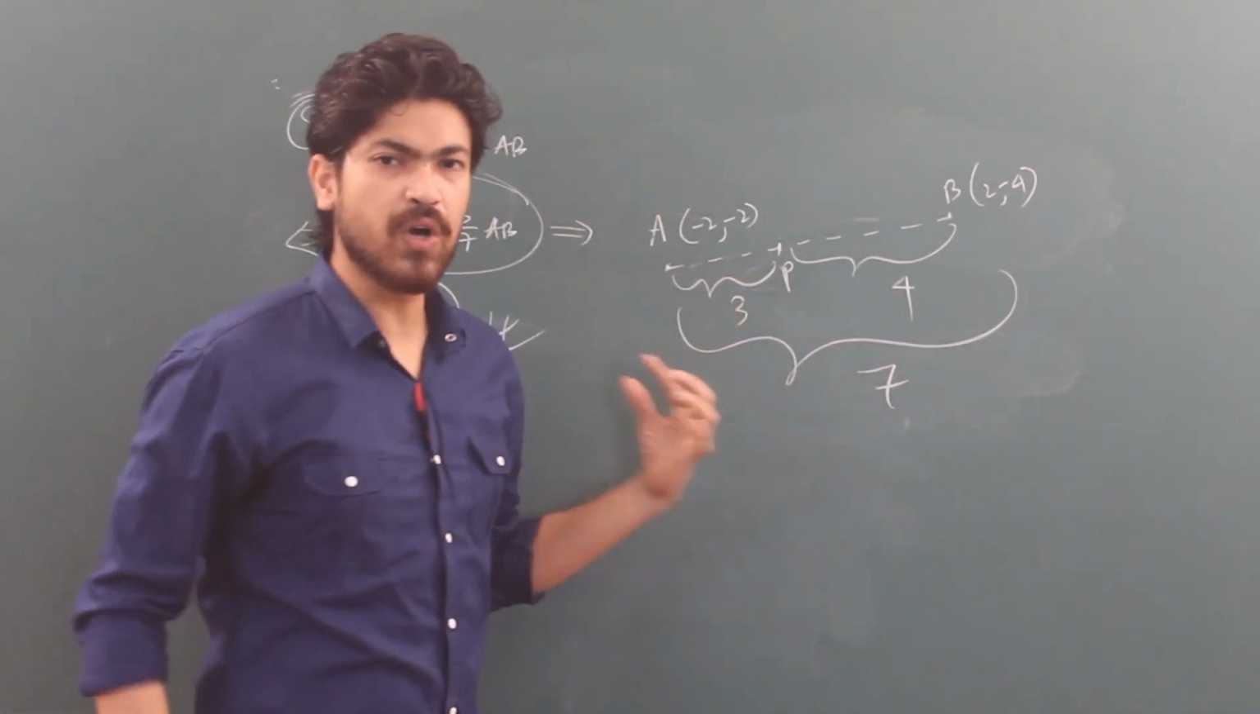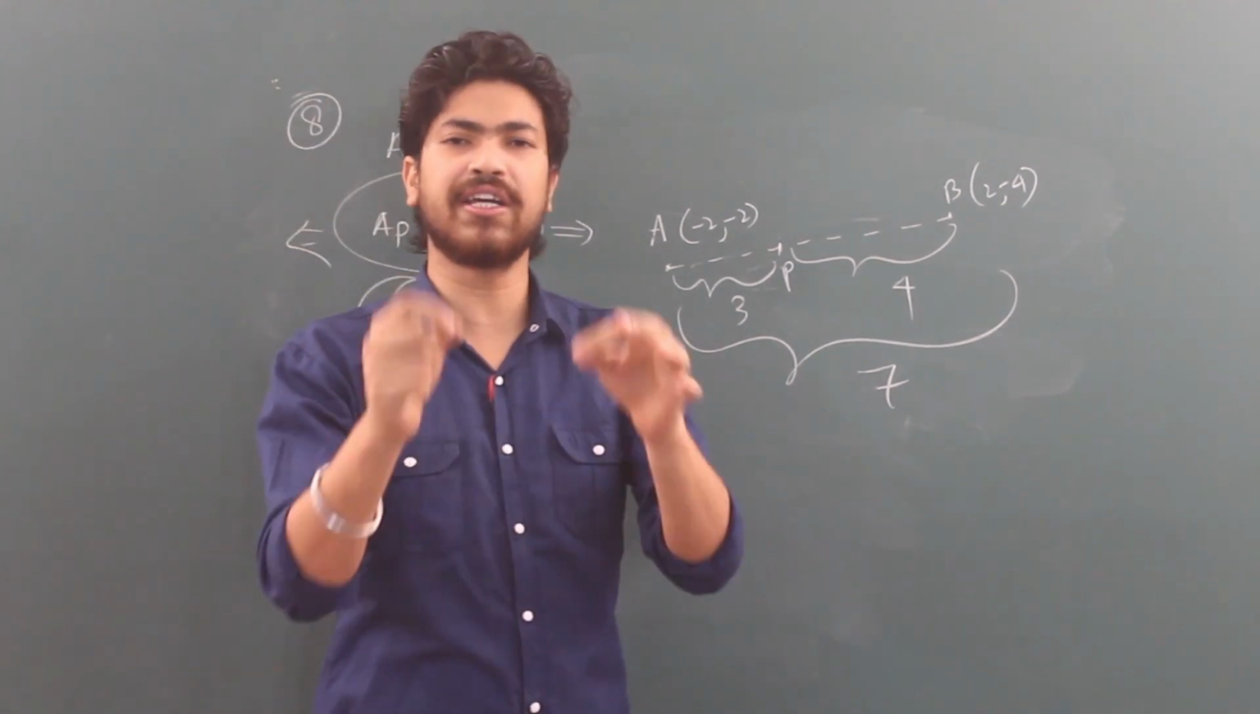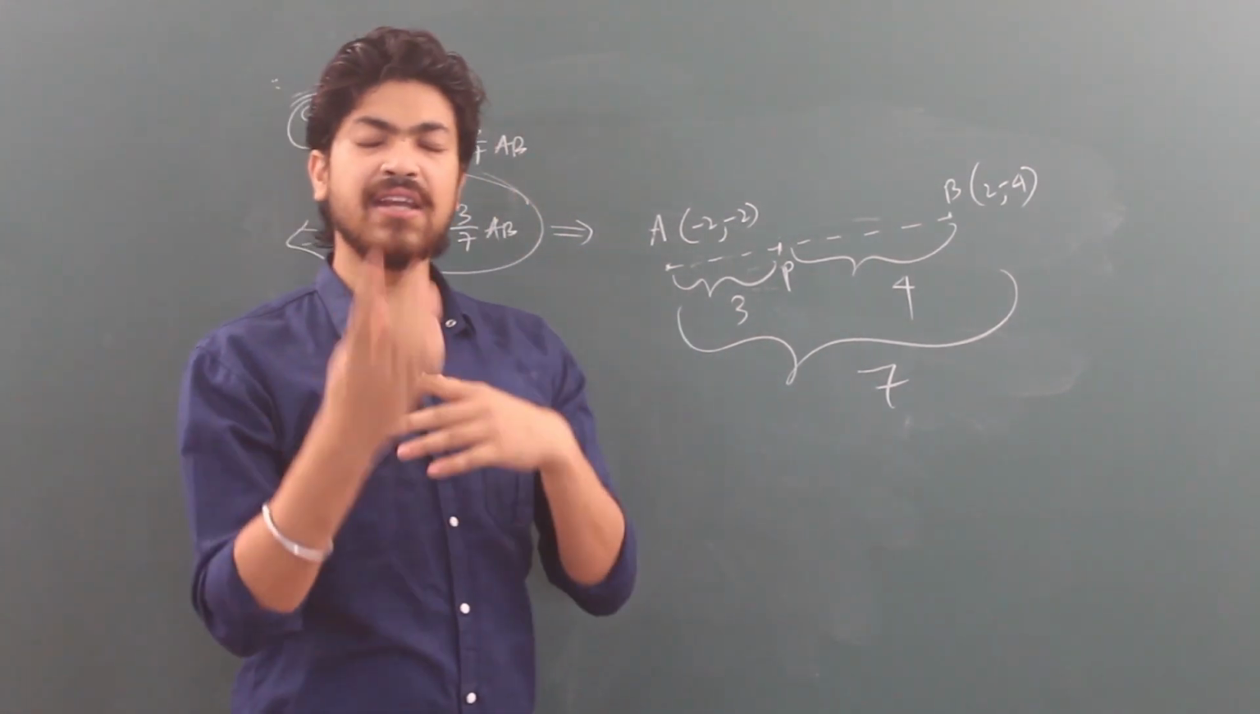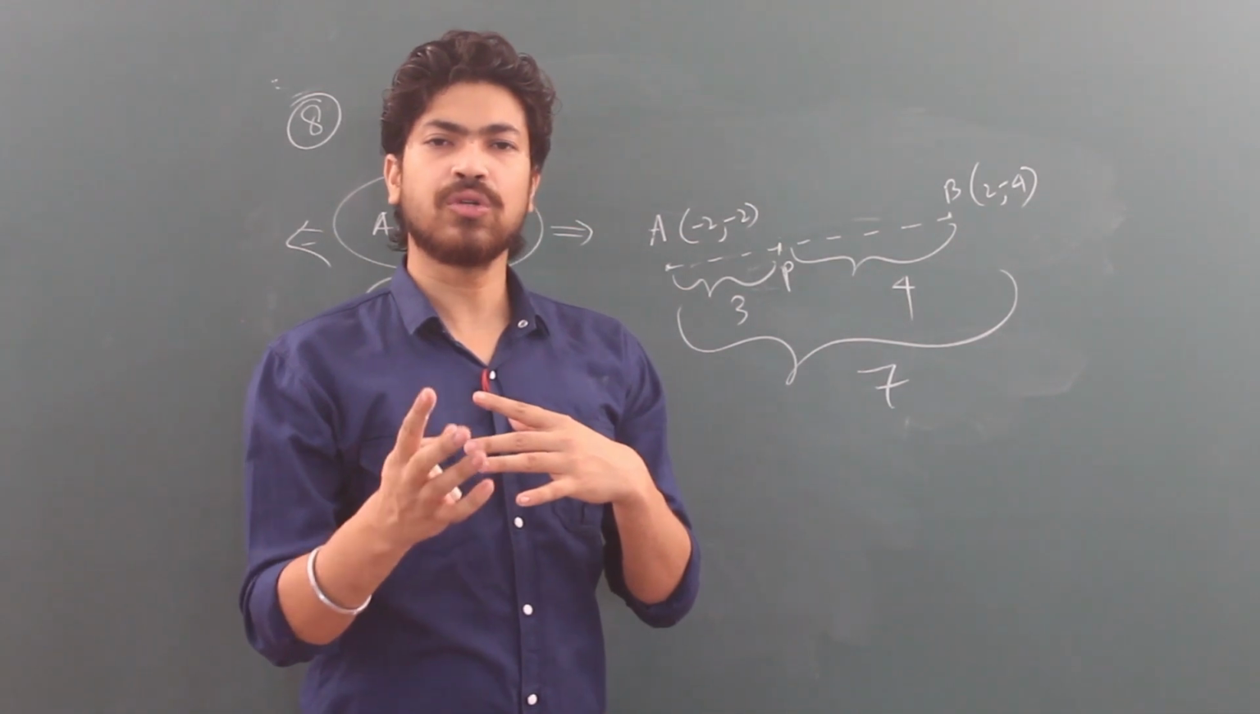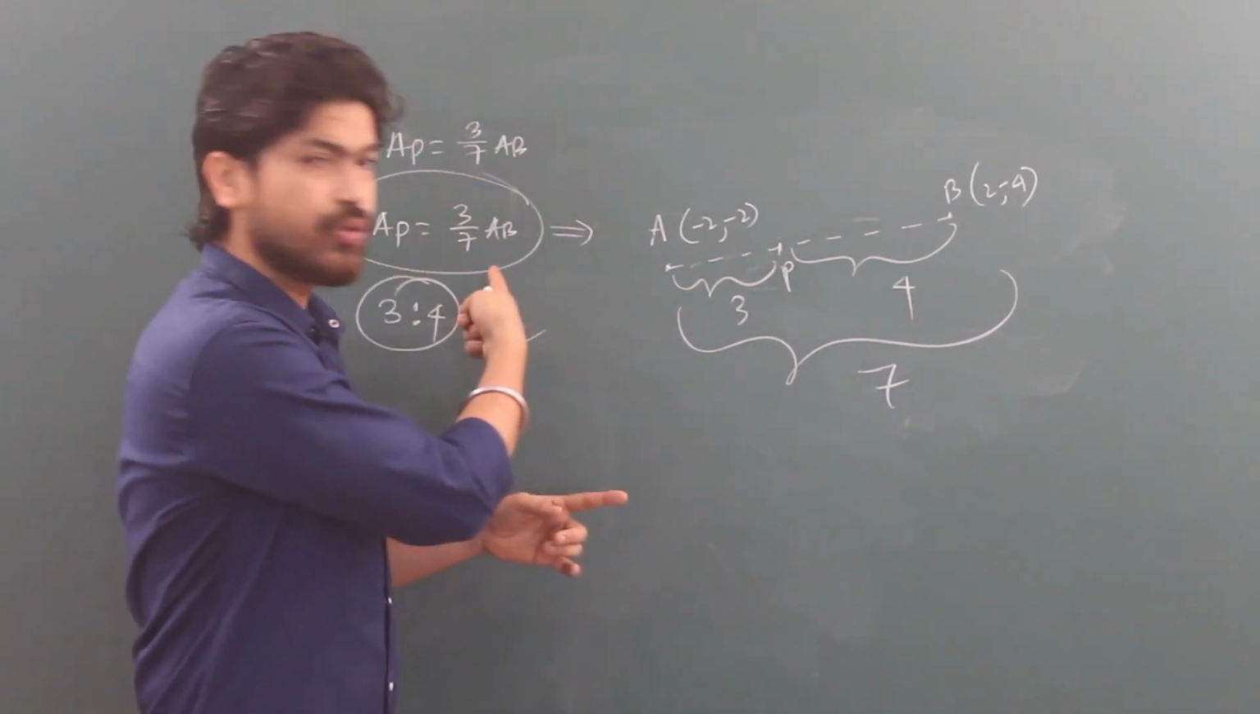So this is also your homework. From tomorrow, we will move on to the area of triangle and quadrilateral. That is the last topic of coordinate geometry. You do this as homework.